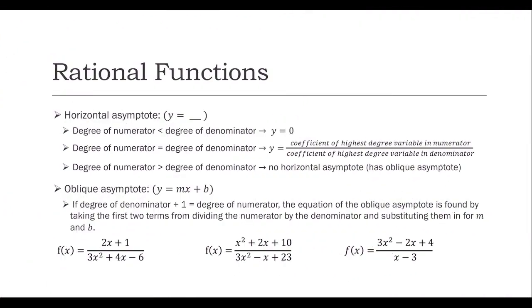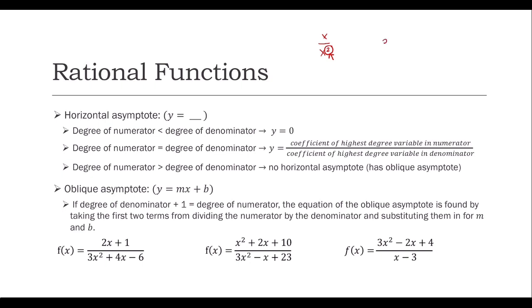For your horizontal asymptote, it'll be in the form of y equals. So if the degree of your numerator is less than the degree of your denominator, you'll have a horizontal asymptote at y equals 0. So if you had a linear function in your numerator and a quadratic in your denominator, your degree, the value in the exponent, would be higher in your denominator, so you would have a horizontal asymptote at y equals 0.